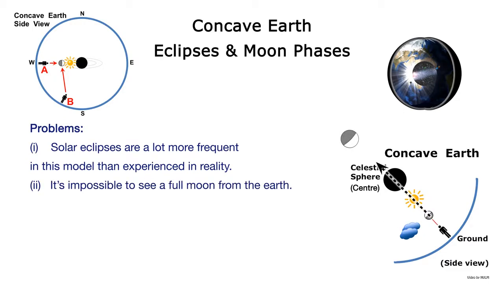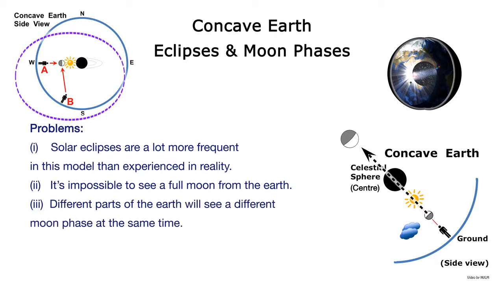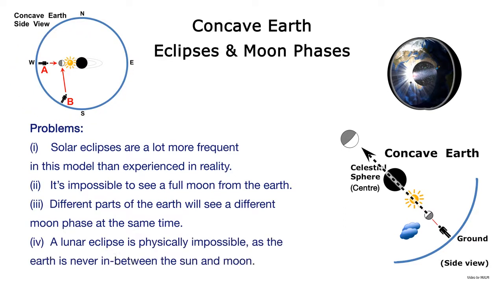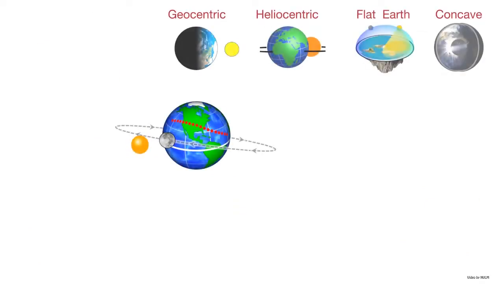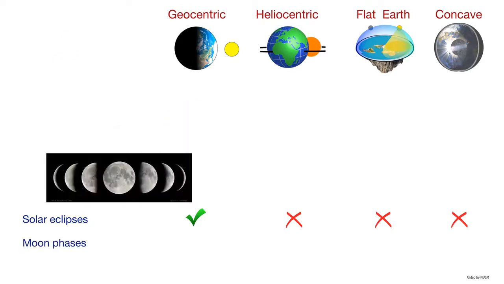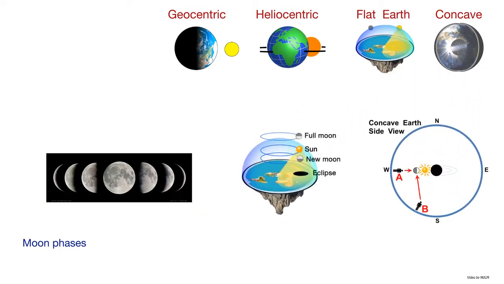Secondly, it's impossible to see a full moon from the Earth. In addition, different parts of the Earth will see different moon phases at the same time. Lastly, a lunar eclipse is physically impossible, as the Earth is never between the Sun and Moon. In summary, solar eclipses can only be explained by the geocentric models. The Earth must be a globe to see all the Moon's different phases correctly. The Earth cannot be flat, nor concave.